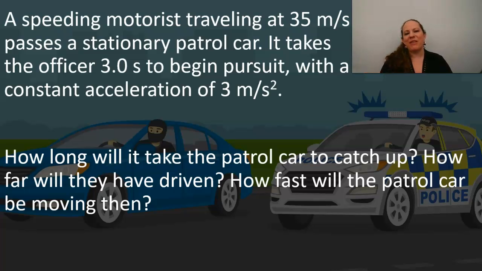A speeding motorist traveling at 35 meters per second passes a stationary patrol car, and it takes the officer 3.0 seconds to begin pursuit with a constant acceleration of 3 meters per second squared. We want to know how long it will take the patrol car to catch up, how far they will have driven, and how fast the patrol car will be moving then.